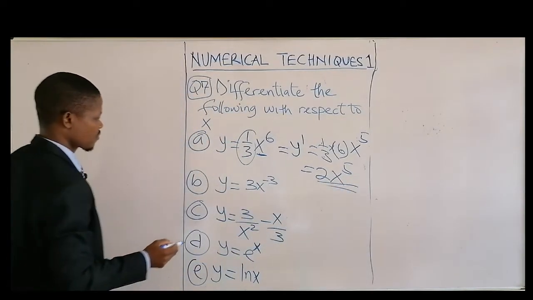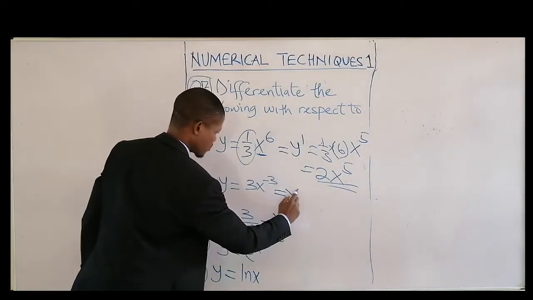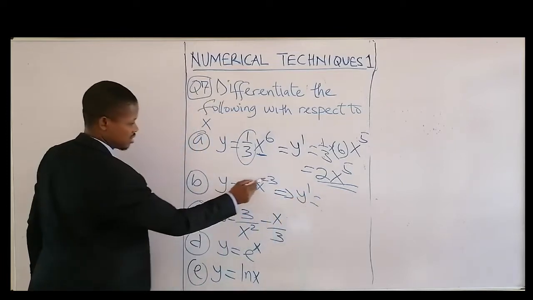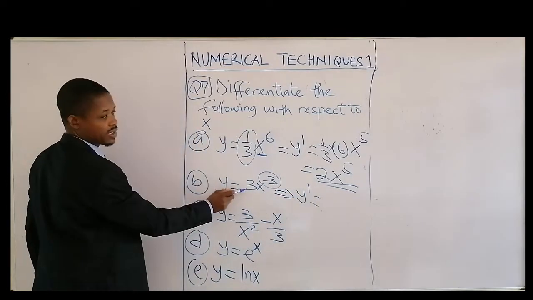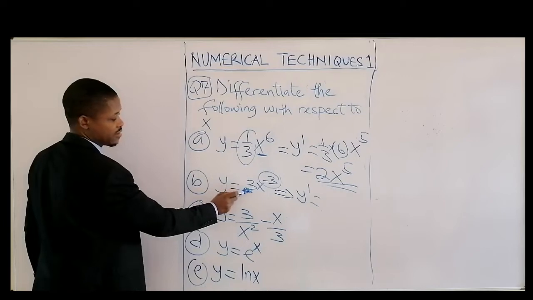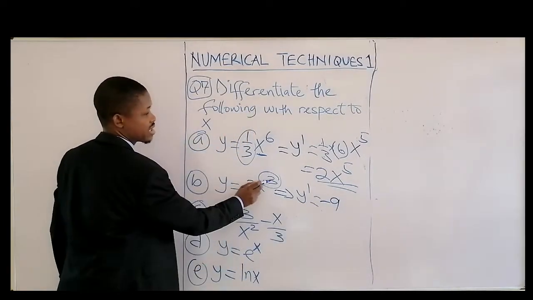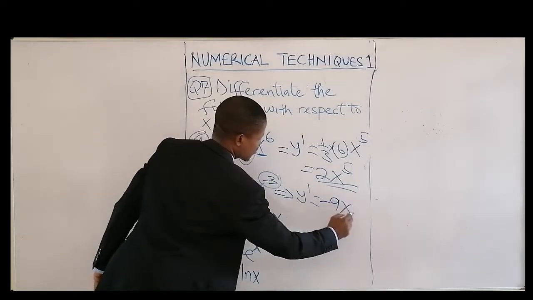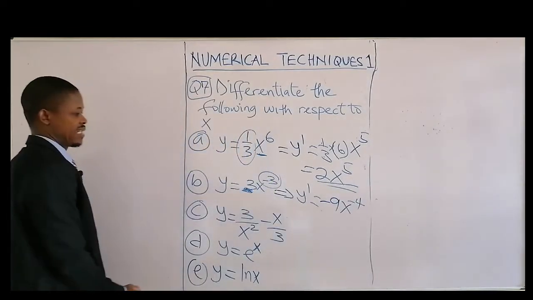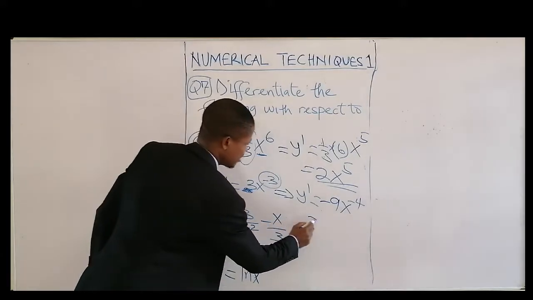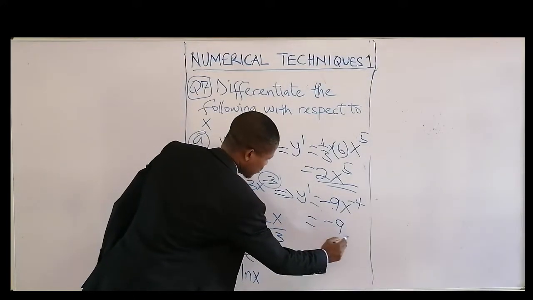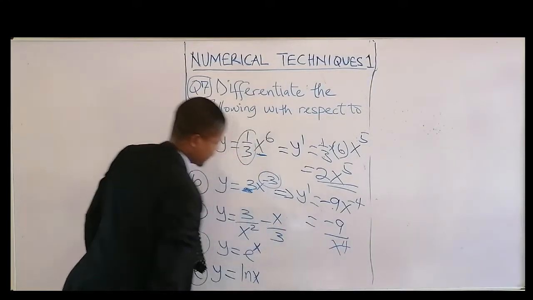Then question 2. This one, y prime will be equal to what? This minus 3 times the 3 here. That's minus 9. Okay, and then the power here minus 1. So that's what? x^-4. So that's that. You just need to do the arrangement. So this will be equal to what? Minus 9 over x^4.